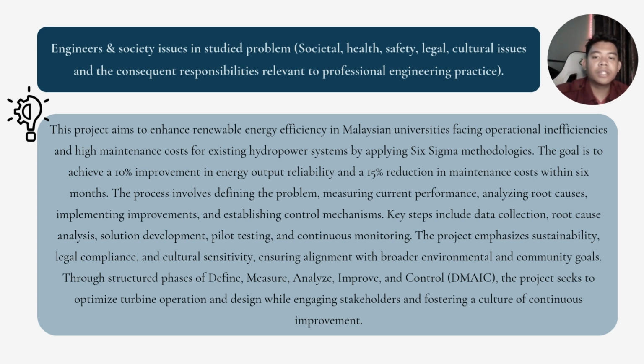The goal is to achieve a 10% improvement in energy output reliability and a 15% reduction in maintenance costs within 6 months. The process involves defining the problem, measuring current performance, analyzing root causes, implementing improvement, and establishing control mechanism. Key steps include data collection, root cause analysis, solution development, pilot testing, and continuous monitoring. The project emphasizes sustainability, legal compliance, and cultural sensitivity, ensuring alignment with broader environmental and community goals.